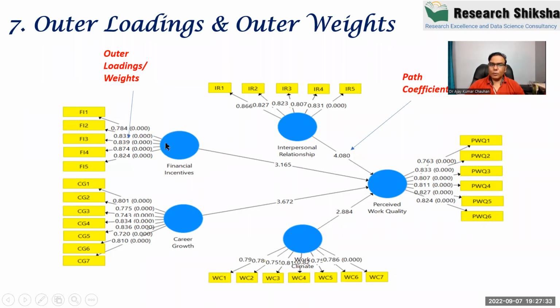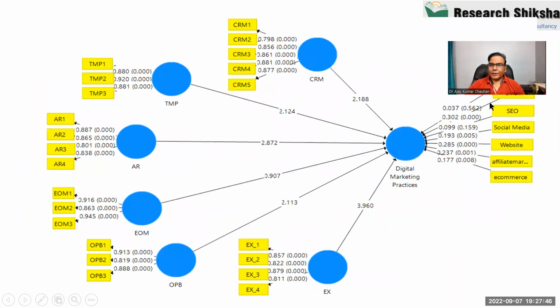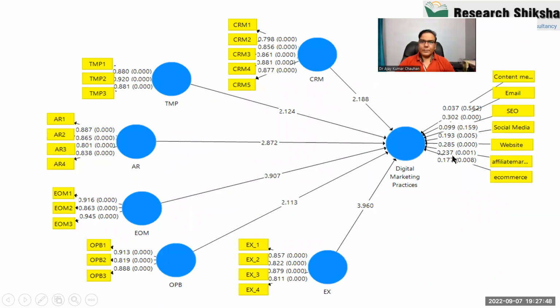Outer model means the model which is showing you the relationship between the construct and the item. Inner means the relationship between the constructs. Okay. So in this case, you can imagine very easily which portion is the inner model, like this portion is the inner model, and these are the outer model.